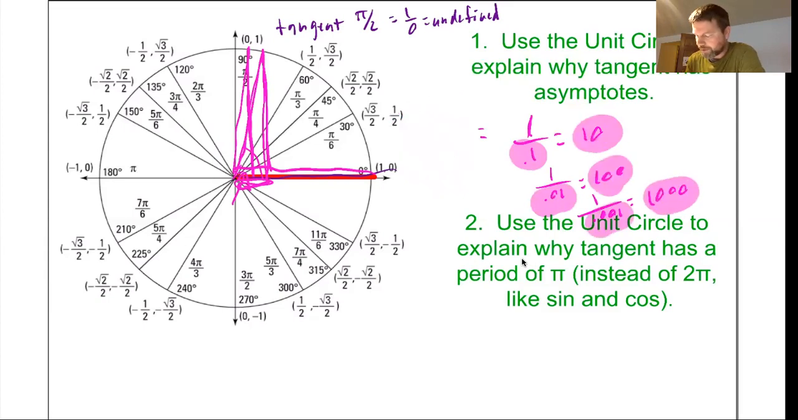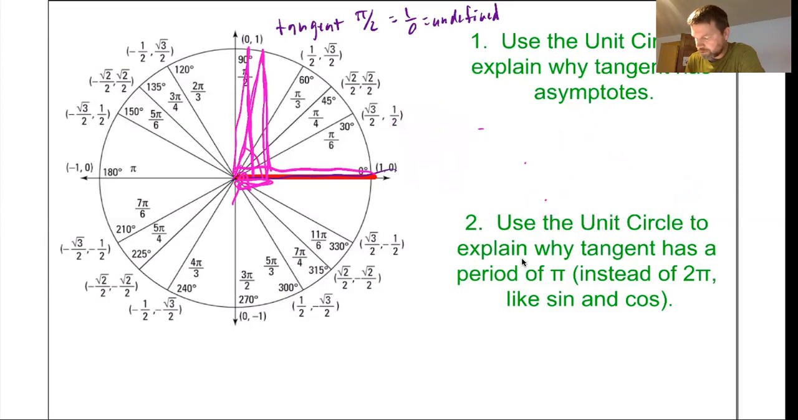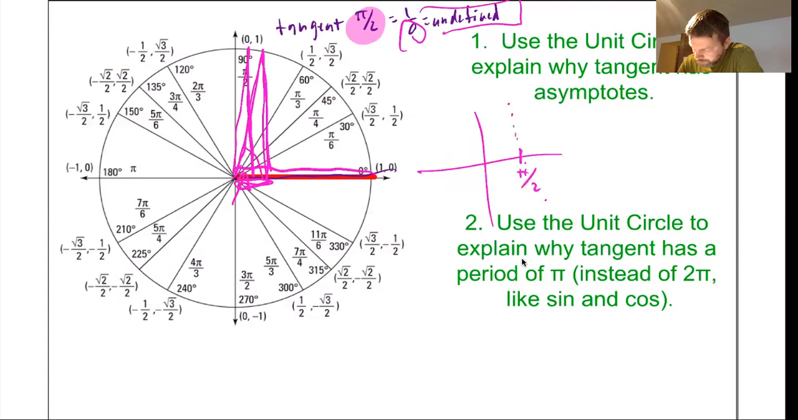So I'm going to have a vertical asymptote because the closer and closer I get to an angle of pi over 2, the closer the denominator is going to get to 0, which means the tangent is going to go up towards infinity. So when I graph this thing, as I get closer and closer to pi over 2, there's going to be a vertical asymptote.